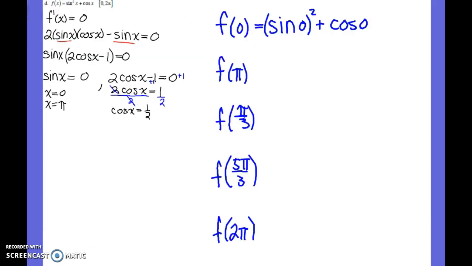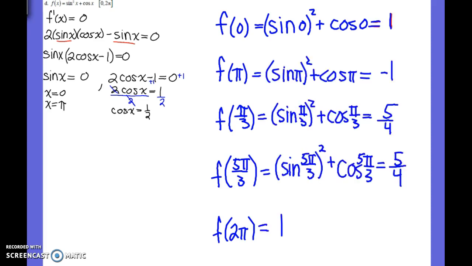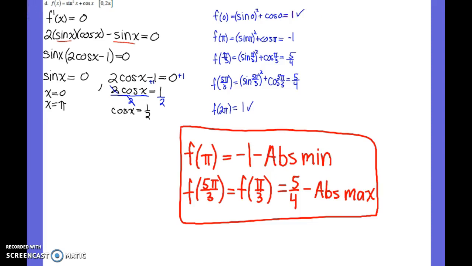They include the endpoints, okay, 0 and 2 pi. And just plugging in, and these are your answers. Okay, and those are your y values. Now, I didn't show work for 2 pi because it's the same as 0. Okay? 0 and 2 pi are at the same place, so you get the same answer. And as you can see, your answer ends up being that. Now, if you look at 5 pi over 3 and pi over 3, it's the same value, so I set them equal to each other because they are equal. And those two share a common maximum value.